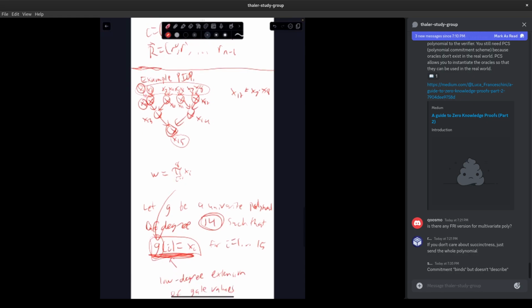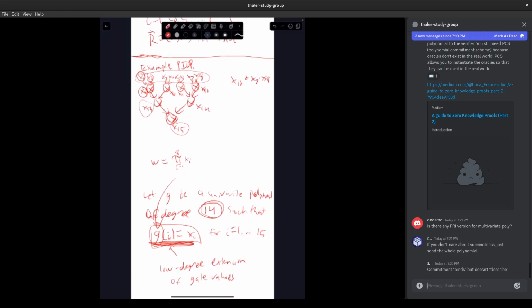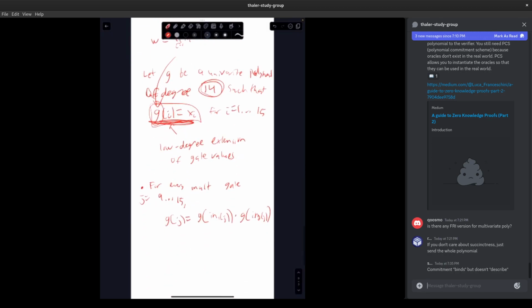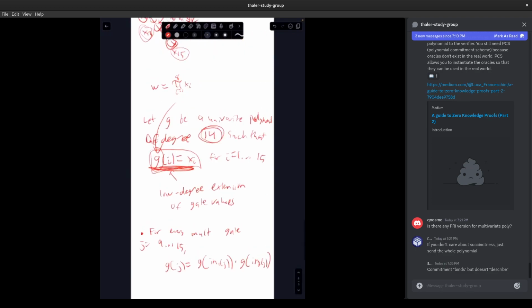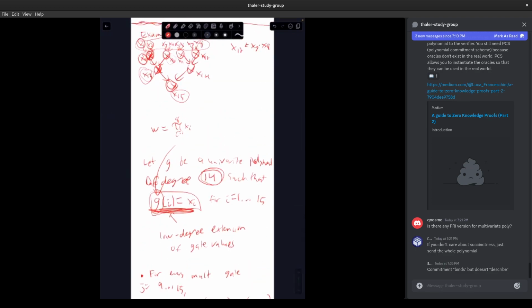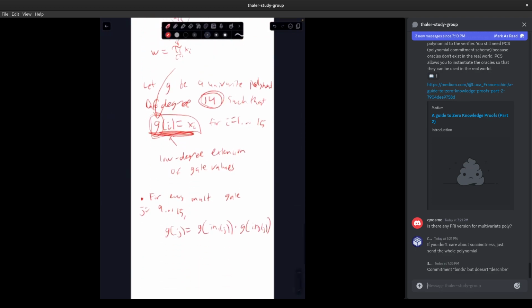And similarly, G of 13 should be G of 9 times G of 10, because G of 9 is ostensibly the value of the first input to gate 13, and G of 10 is the value of the second input to gate 13. Okay, so these constraints confirm that the value assigned to every gate is the correct value. It respects the operation of the gate: each gate in the circuit is supposed to compute the product of its 2 in-neighbor gates.